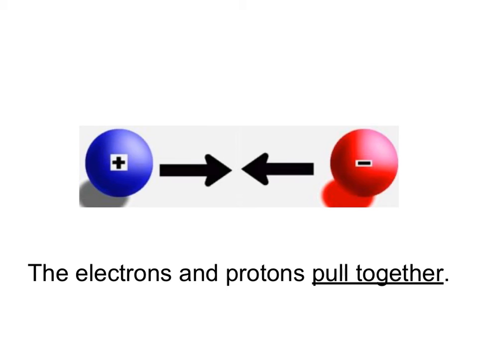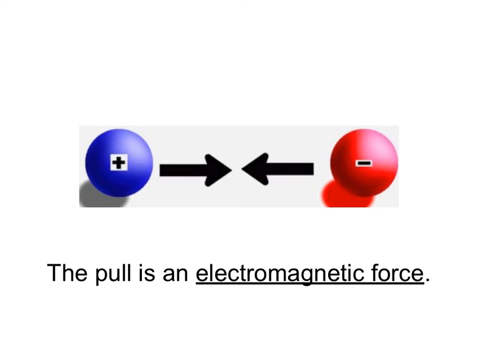The electrons and protons pull together. You can think about them as like a magnet. So magnets, you have a positive end and a negative end, just like you do with protons, which are positive, and electrons, which are negative. They pull towards each other. In fact, the pull is what we call an electromagnetic force. So just like I said before, you're going to think of them as magnets. So just like the positive end of a magnet comes together with the negative end of a magnet, and they pull each other together.